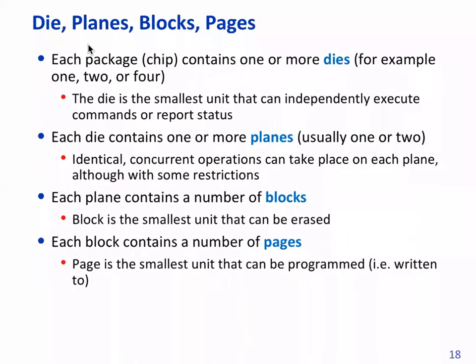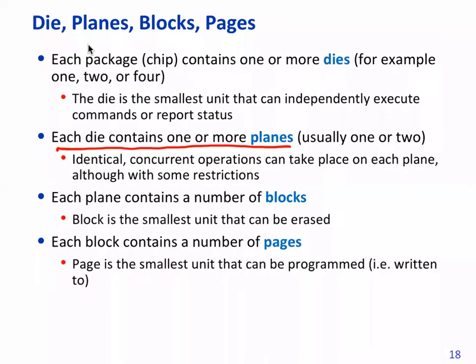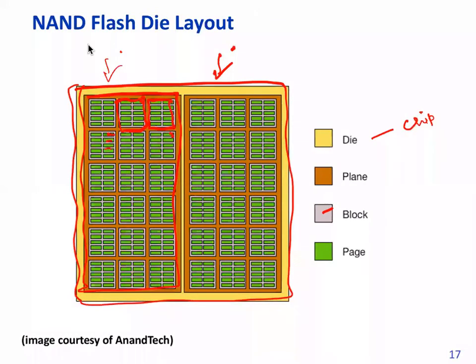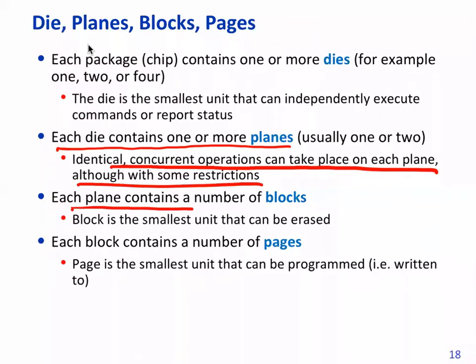So each die contains one or more planes. Let's assume right now the chip has just one die. The number of planes is usually one or two. So here we have two planes, the first and the second, and they are identical. Identical concurrent operations can also take place in each plane, not always, of course, with some restrictions. And each plane consists of a number of blocks.